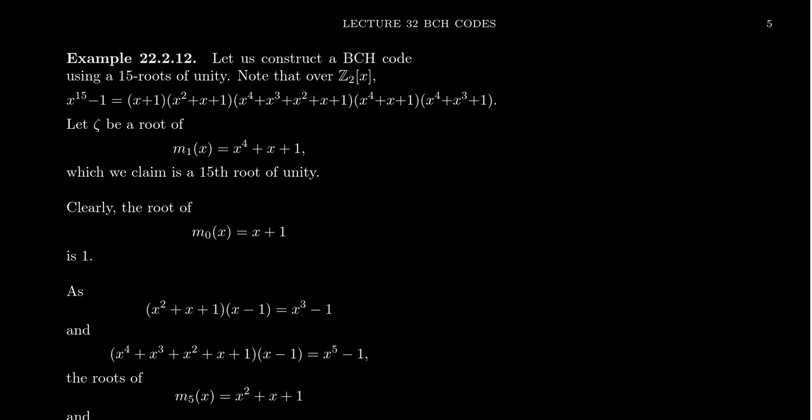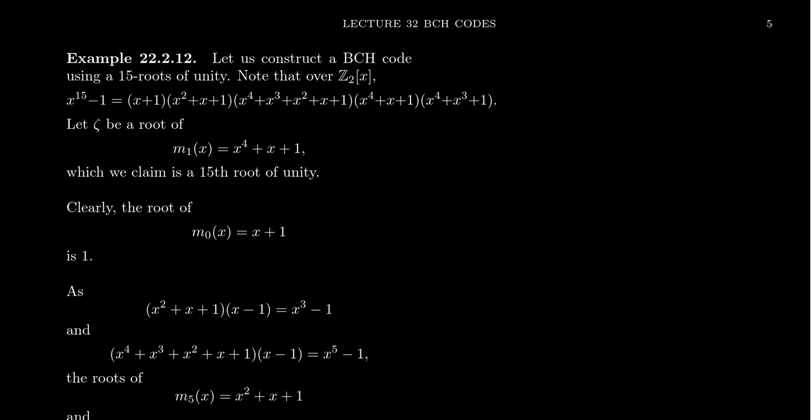I claim that the prime factorization is on the screen right now. So we have x plus 1 times x squared plus x plus 1 times x to the 4th plus x cubed plus x squared plus x plus 1 times x to the 4th plus x plus 1 times x to the 4th plus x cubed plus 1. Okay, so one can verify that the product of these five polynomials does in fact simplify to be x to the 15 minus 1 when you work mod 2. You can pause the video and check that right now if you want to.